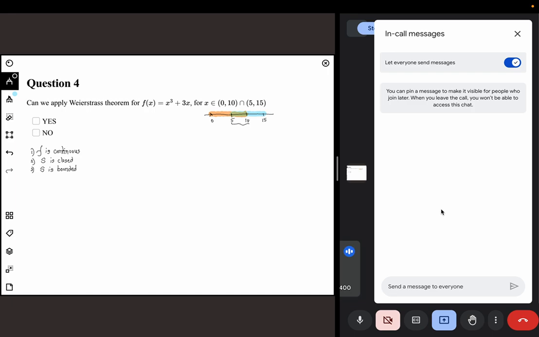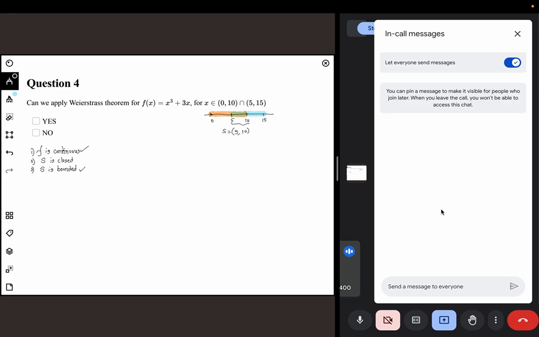So are 5 and 10 included or excluded in that? Right? 10 is excluded. 5, because it's not included here, that is also excluded. This is my set. So since 5 and 10 are not included, is it a bounded set? Because 5 and 10 are some finite numbers, it is a bounded set. The function x cube plus 3x over the domain 5 to 10 is a continuous function. There are no discontinuities anywhere.